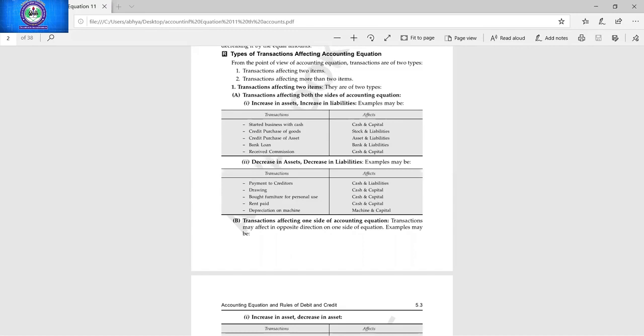Like when you have introduced the capital in the business, the two accounts here are cash and capital. Which is increasing? Cash is increasing and capital is increasing. One more thing I want to tell you here: it is not necessary that one account will increase and the other will decrease. It may happen that both are increasing, both are decreasing, or one is increasing and one is decreasing. Like at the time of introduction of capital, cash and capital both are increasing.